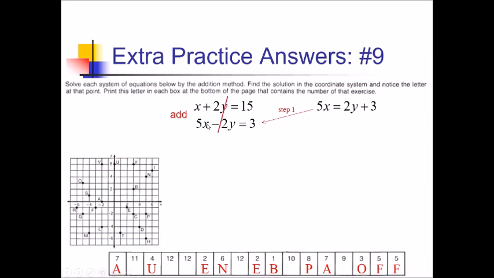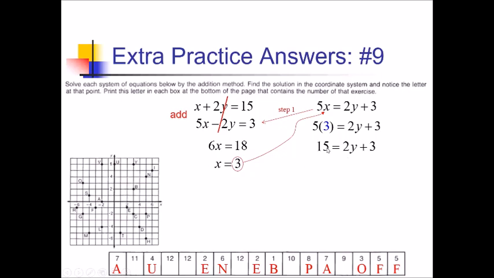So I have x plus 5x is 6x. 15 plus 3 is 18. And then if I divide both sides by 6, we have x equals 3. Next, let me plug 3 back in over here, just because that's where I've got some room. So I've got 5 times 3 equals 2y plus 3. That's 15 equals 2y plus 3.